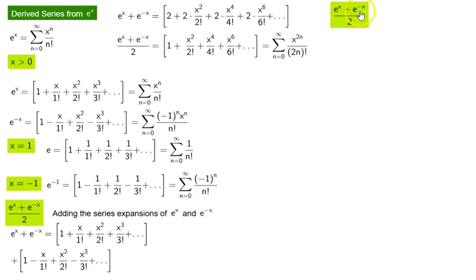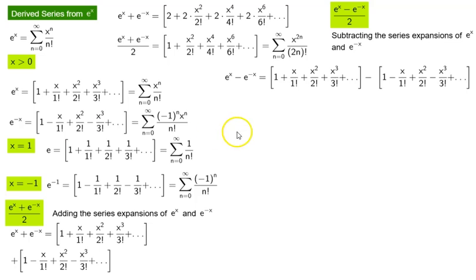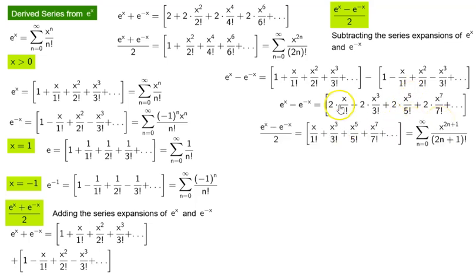E to the power of x minus e to the power of minus x divided by 2. Subtracting the series expansions for e to the power of x and e to the power of minus x, we get 1 minus 1, plus minus times minus plus. So we have 2 times x by 1 factorial plus 2 times x cube by 3 factorial plus 2 times x to the power of 5 by 5 factorial and so on. Again, 2 is common to all of them. We take it out and take it to the left hand side. And we end up with a series of odd powers with the denominators as odd factorials.